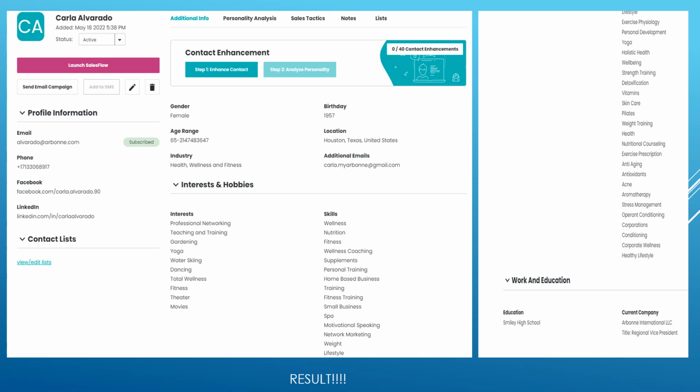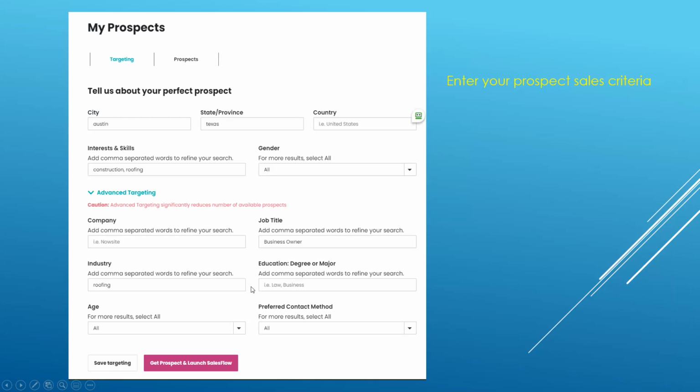I'm going to do one more. You guys, I mentioned to you earlier that I'm in the roofing business, all right? So let's say, for example, I put the criteria and I'm looking for Austin, Texas, okay? And I want somebody who's in construction and roofing. I want a business owner in the roofing industry with interests and skills in construction and roofing. I'm not concerned with industry. Industry is roofing. I'm not concerned with education or degree or age or preferred contact method.